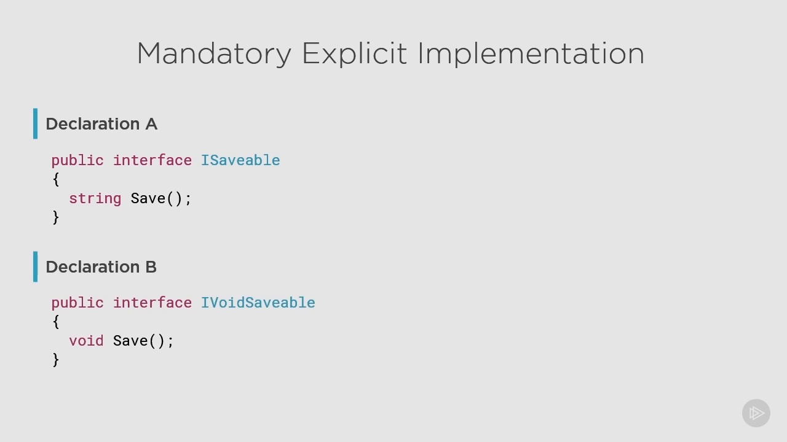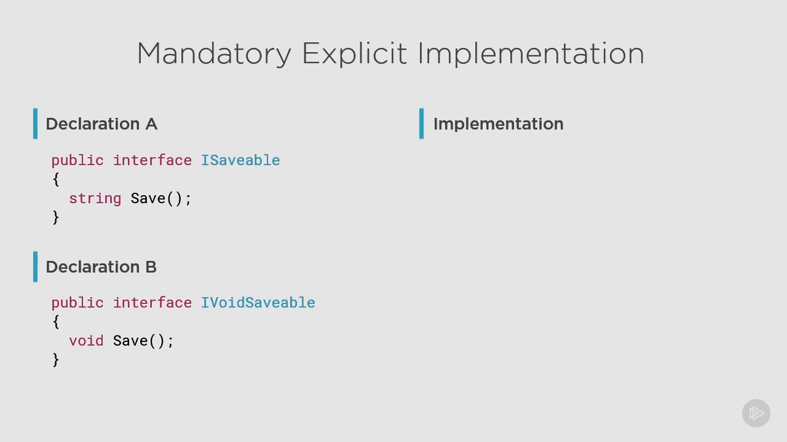So in our sample here, we have two interfaces. iSavable has a save method that takes 0 parameters and returns a string. iVoidSavable has a save method that takes 0 parameters and returns a void. Because these method signatures are different, we need to implement at least one of these interfaces explicitly.